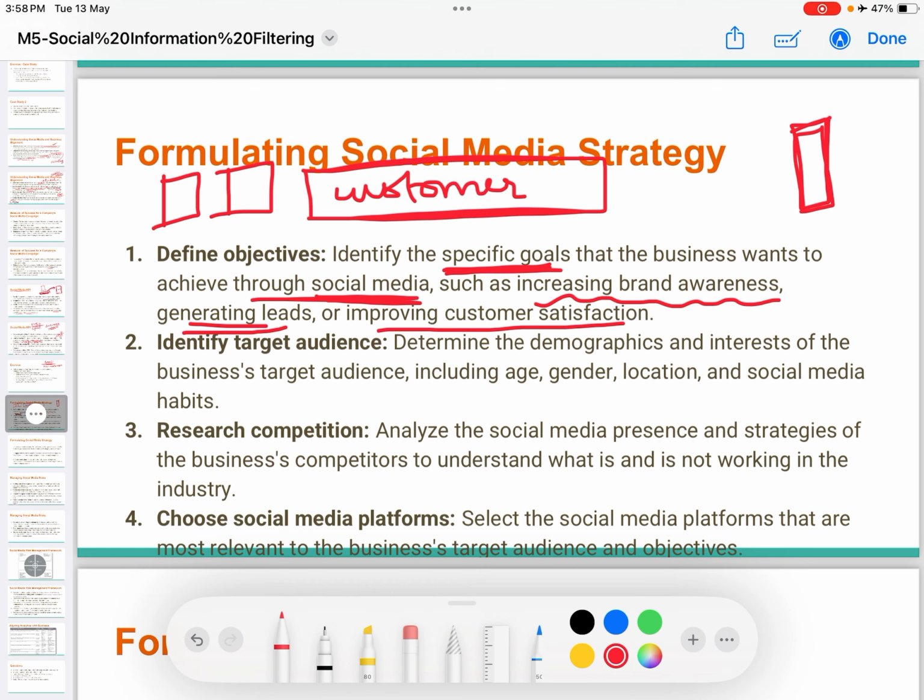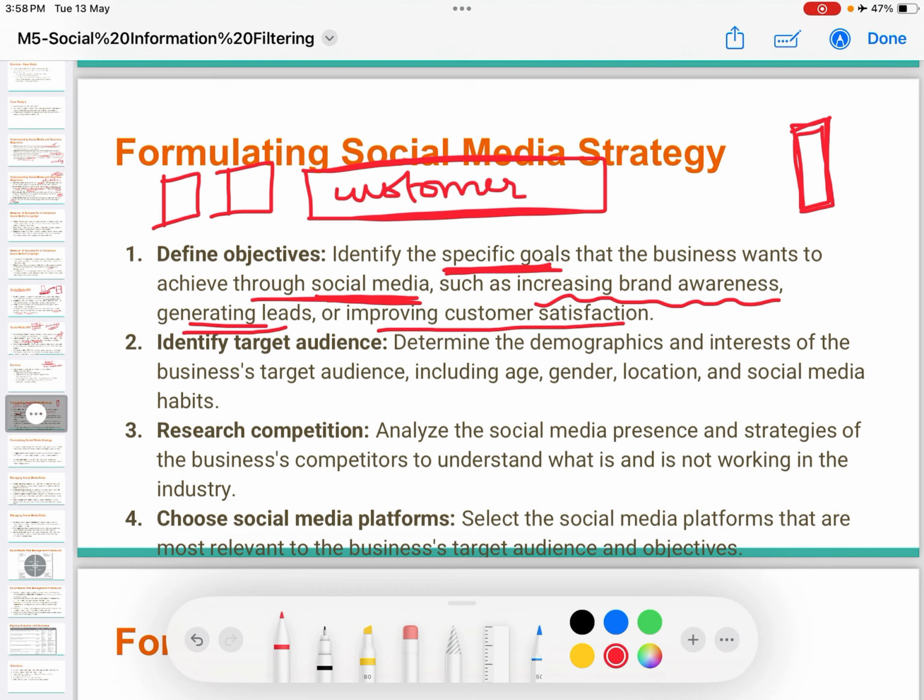So social media can be used by any business: by a newly established business, by a business in the middle stage that wants to expand its base, or by a business that has already expanded.